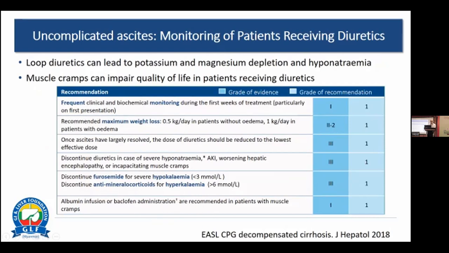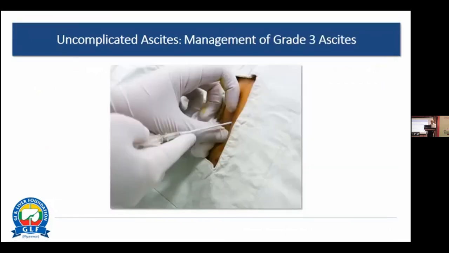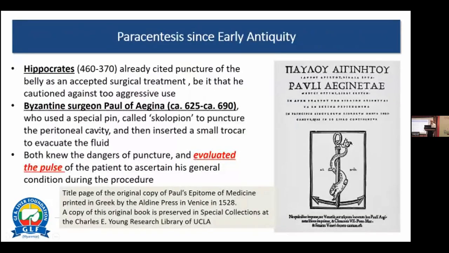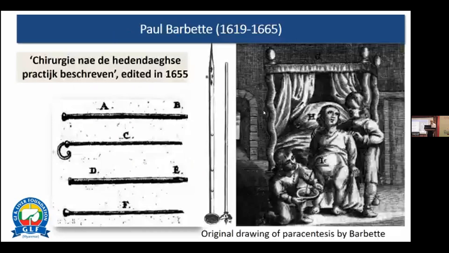For a patient with grade 3 ascites, we drain it by paracentesis. I saw that from early antiquity, Hippocrates accepted paracentesis as a surgical treatment procedure. Over the course of time it has been evaluated, and another physician invented his own instrument for paracentesis.